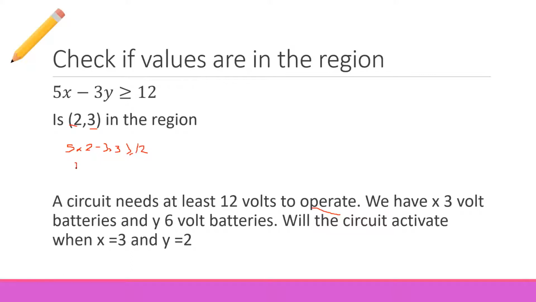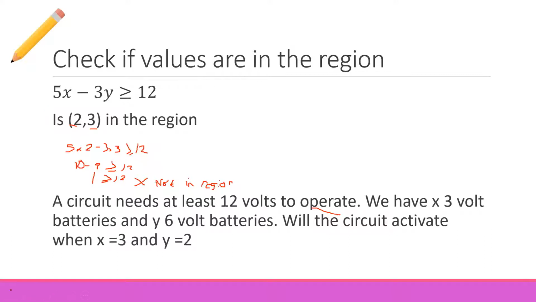So that's going to be 10 minus 9, and 10 minus 9 is equal to 1. Is 1 greater than or equal to 12? No, it's not. So therefore, we would say it's not in the region. Whereas if we had something more like (3, 0) or (5, 0), whatever, then it would be in the region.